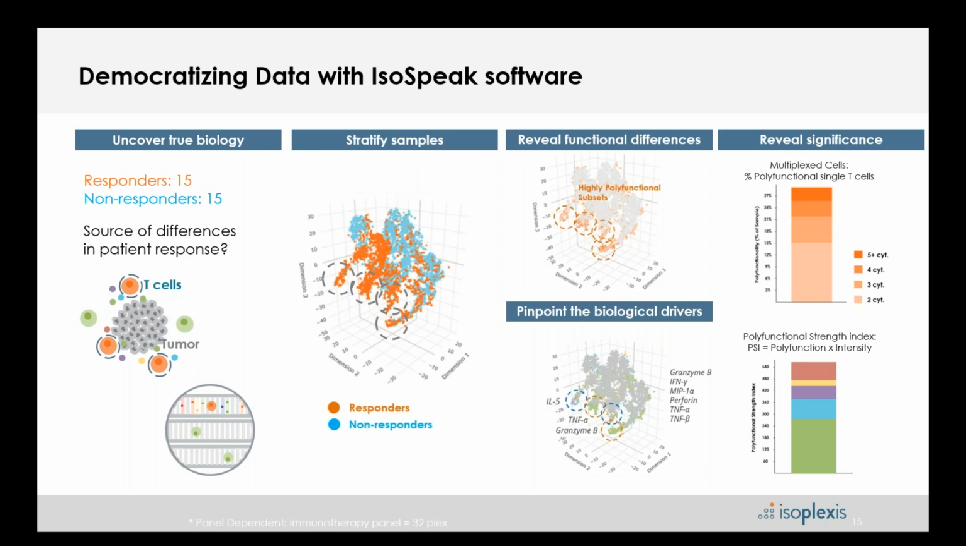Next, that same plot is used to uncover functional sources of the cellular biomarkers of response. Multifunctional cells secreting multiple cytokines, termed polyfunctional cells, are upregulated in these responders. And then we reveal the sources of functional biological drivers in the various cytokines that are listed below, such as granzyme B, MIP-1 alpha, interferon gamma, perforin, IL-5, TNF alpha, et cetera. And we can turn these plots then into typical frequency plots to generate statistics to detect the significant correlation, such as the percentage of cells that are polyfunctional or the percentage of cells multiplied by signal intensity, which gives us the polyfunctional strength index there.